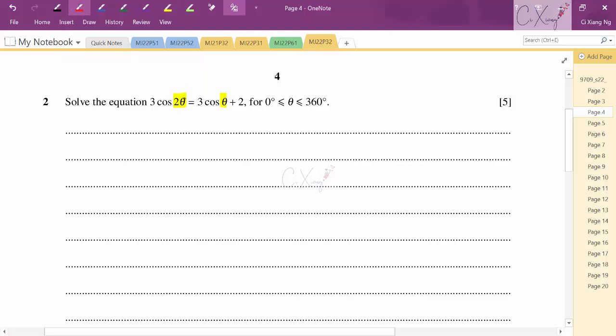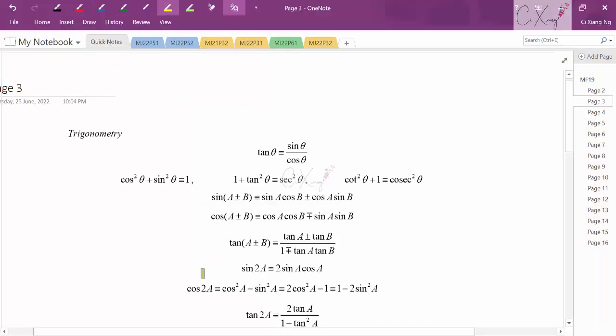Alright, so for this question, to solve it, we have to change the cos 2 theta into cos theta first, where we have to use the double angle formula to simplify the whole equation. For the double angle formula, we are going to use this one, which is provided in the formula booklet. So for cos 2A, I'm going to use 2 cos squared A minus 1. I will use this double angle formula in our solution.